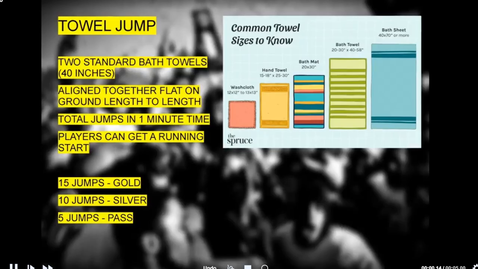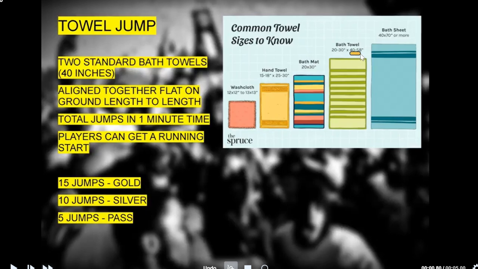So what we have devised is the towel jump. The towel jump, I think it's great because you could be at a hotel, grab two towels and be able to do this, and do 3 rounds of this and it will be the best workout you've ever had and pretty fun. Okay.